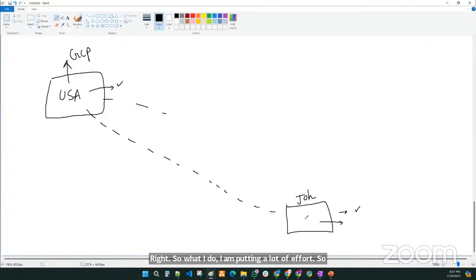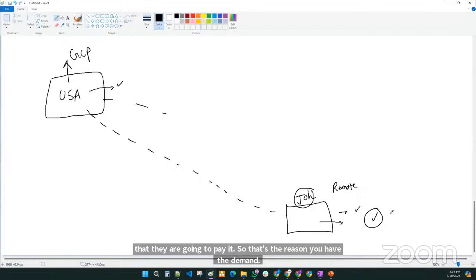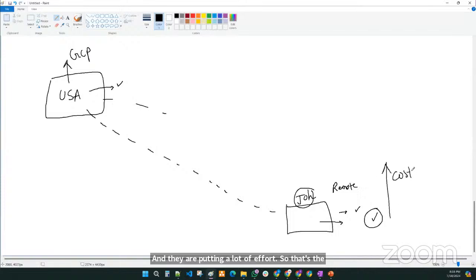Okay, and people also think that it is what we call a remote area, and you don't get many services available because you have a lot of demand for the cloud platforms. So you don't get any cloud platforms in Johannesburg. So if they are providing it with more cost, they are okay with that, they are going to pay it. That's the reason you have the demand, and they are putting in a lot of effort, so that's the reason they increase the cost.